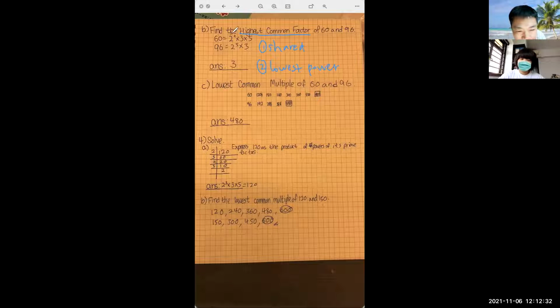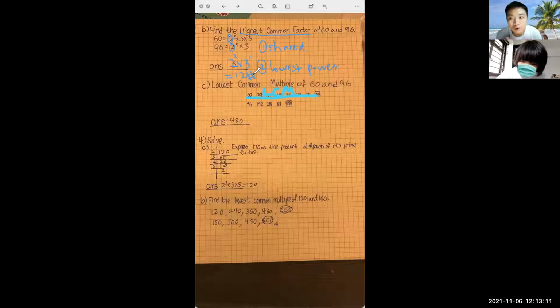So I see that both have 2. I pick out 2 first. And then I see both have 3. I pick 3 first. And then the lowest power for 2 is 2 here. Can you see? So I put 2 here. The lowest power for 3 is 1. So that means this is the one. If you don't write this answer in prime factorization, you just write out the answer, which is 2 times 2 is 4, 4 times 3 is 12. So the answer is 12.